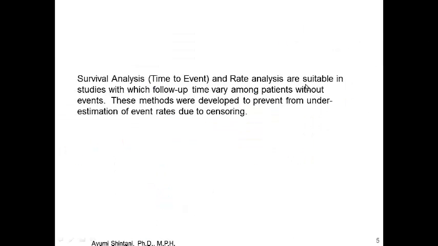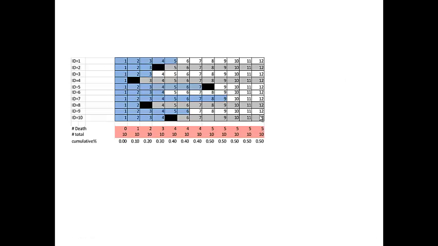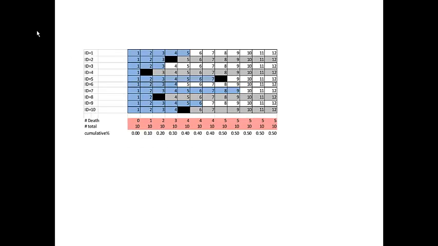Survival analysis, similarly to rate analysis, is suitable in studies in which follow-up time varies among patients without events. And these methods were developed to prevent underestimation of event rate due to censoring. So let's talk about how we can apply rate computations to estimate what happened to patients who are censored. Before we talk about how to compute the Kaplan-Meier estimate, let's review a rate calculation and see if we can use a rate to account for underestimation of risk due to censoring.